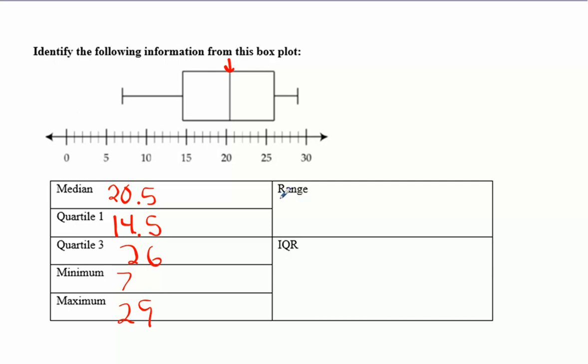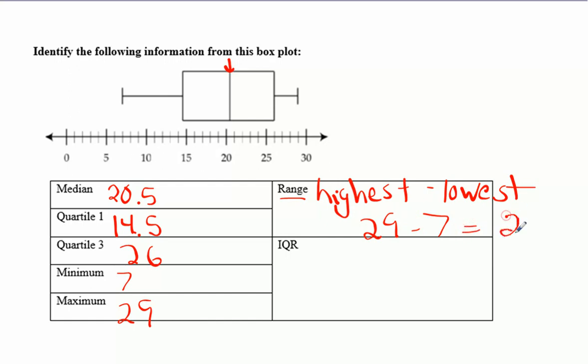And my range is highest minus lowest. You probably learned that in 6th grade. We didn't really talk about it too much. So you take the highest number possible, 29, minus the lowest number possible, for my range of 22.